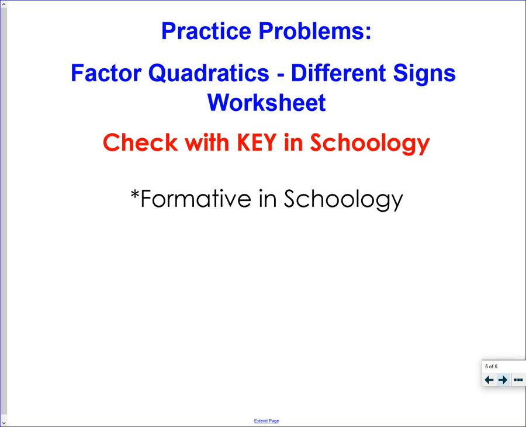So today's worksheet is factoring. All of them are going to be multiplying to get, and you get a different sign in your factors. So you'll have one that's an x plus and one that's an x minus, or whatever variable you happen to be using. Check it with the answer key in Schoology, and then take the formative. And if you need any help, let me know.